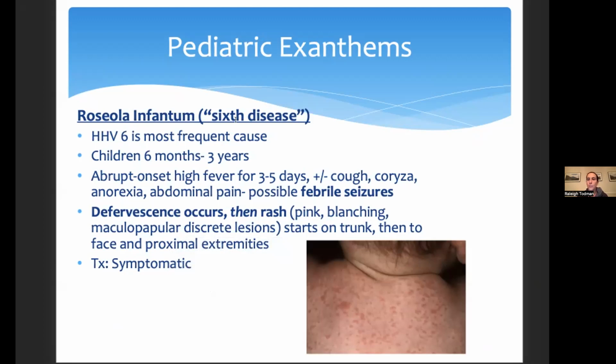There's an association. So the defervescence happens and then the rash comes. So that's pretty specific. High fever, maybe some other stuff. Fever goes away, rash appears. Pink blanching maculopapular discrete lesions on the trunk, and then it spreads to the face and the proximal extremities. So that's pretty specific for Sixth disease.